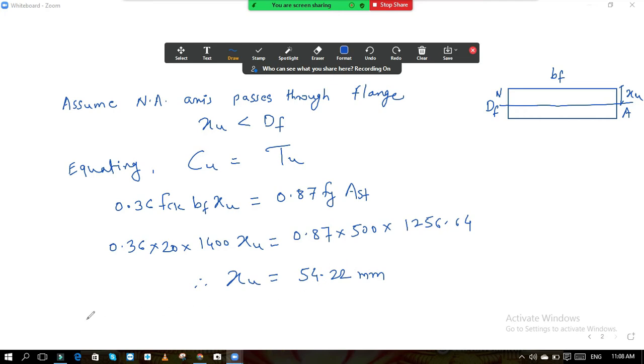So I can write here, our assumption is wrong. Why is it wrong? As xu is greater than df. You can simply say that our assumption is wrong. Therefore, neutral axis lies in web.